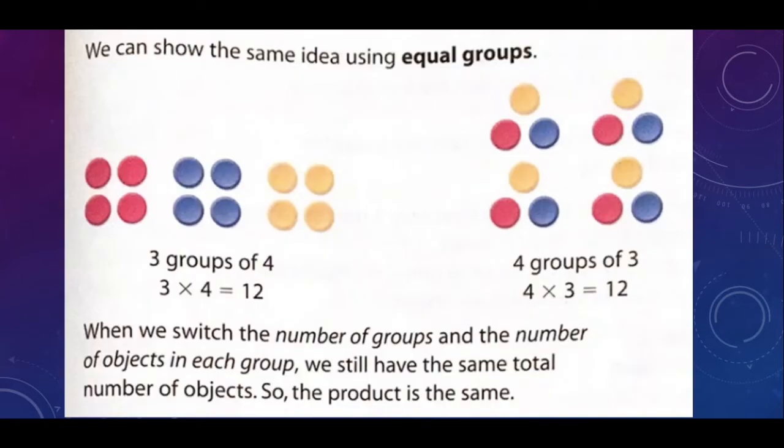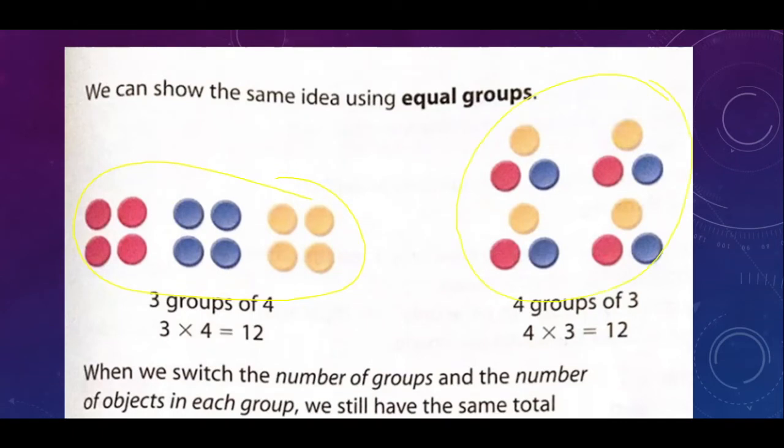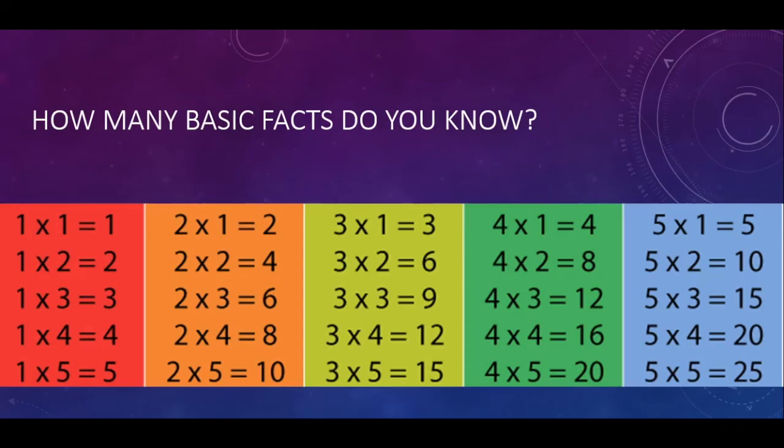Okay, and same with equal groups. When you switch the number of groups and the number of objects in each group, you still have the same total number of objects. Here you have 12 objects, even though you have 3 groups of 4. And here you have 12 objects, even though you have 4 groups of 3. So again, 3 times 4 is the exact same as 4 times 3. They both equal 12.